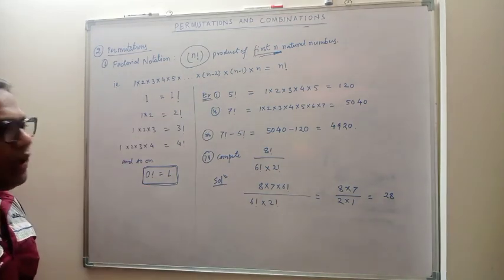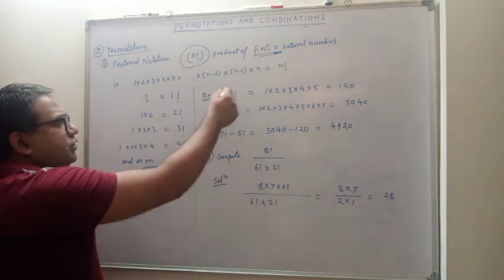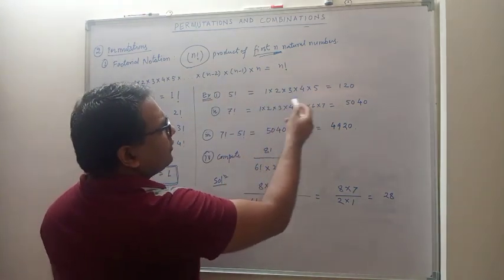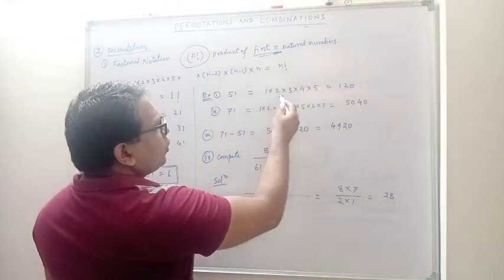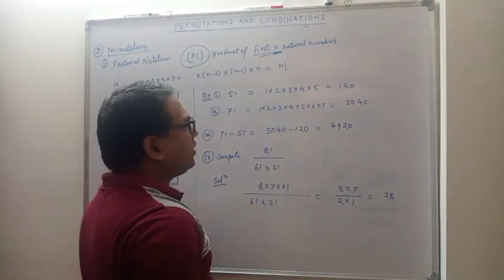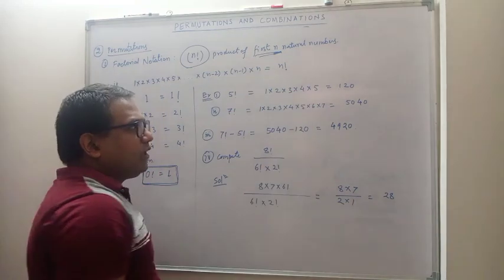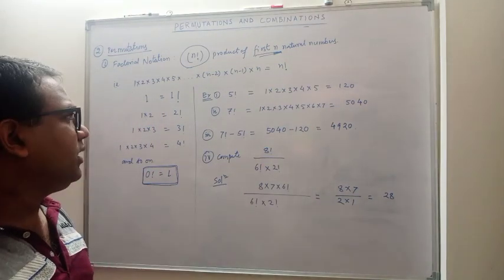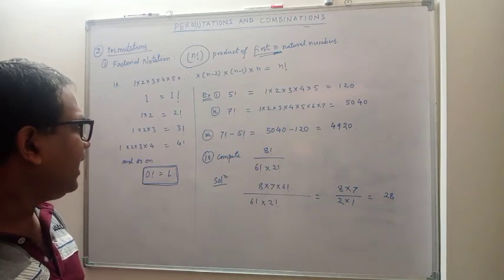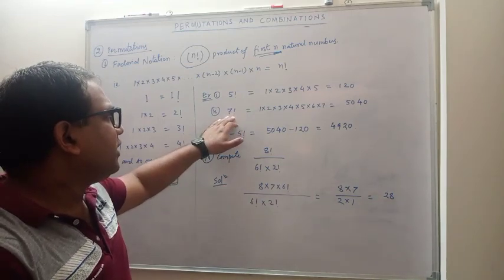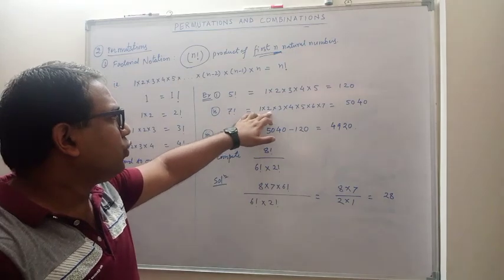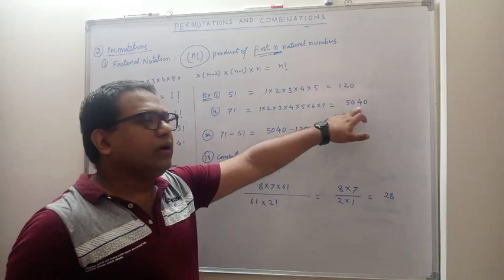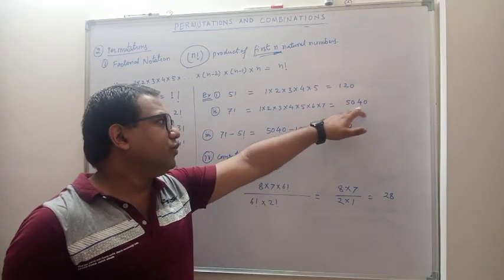Now we will see an example of how to solve the question. The question asks 5 factorial. So it's simply 1 into 2 into 3 into 4 into 5. If we multiply 1 into 2, that is 2. 2 into 3 is 6. 6 into 4 is 24. And 24 into 5 is 120. Likewise we have calculated 7 factorial, which is nothing but 1 into 2 into 3 into 4 into 5 into 6 into 7, and that is equal to 5040.